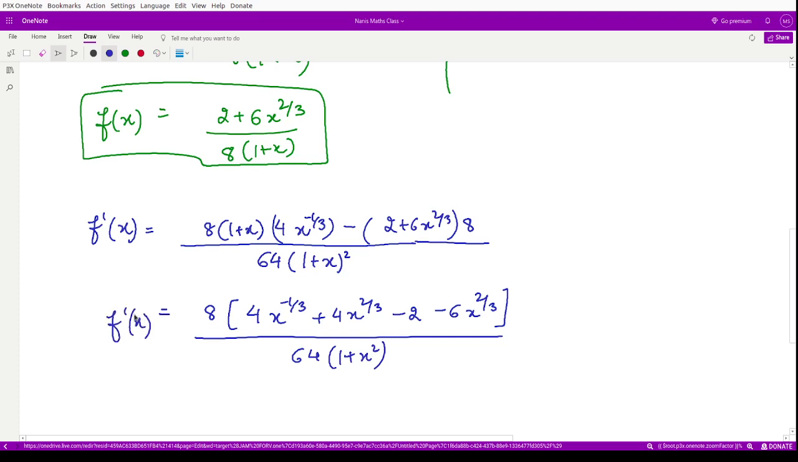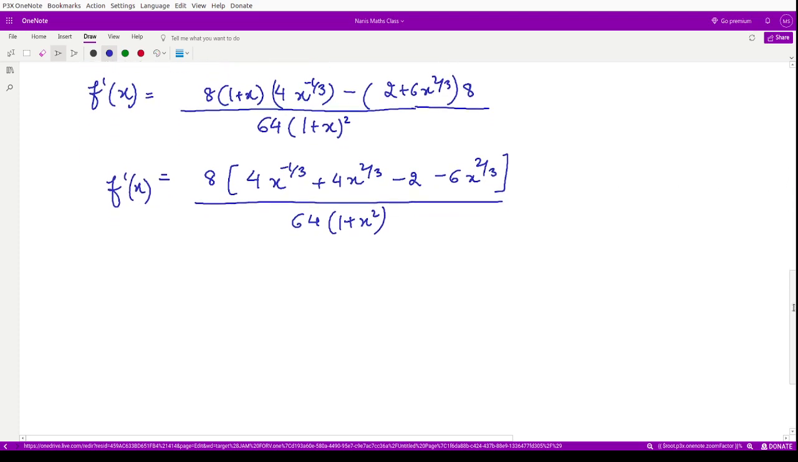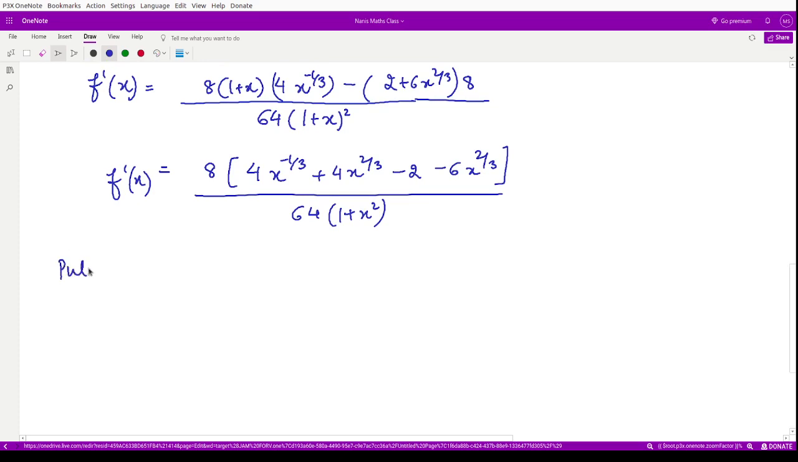Now no need to simplify further, because what we are doing, we are to substitute this derivative equal to 0 in order to calculate all the critical points. So when you substitute this f dash x is equal to 0, you have only the terms 4x to the power minus 1 by 3 plus 4x to the power 2 by 3 minus 2 minus 6x to the power 2 by 3 is equal to 0.